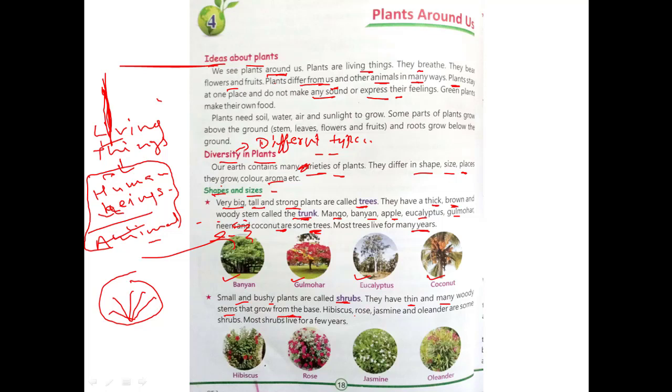Some examples of shrubs are hibiscus, rose, jasmine, and oleander. Okay, and most shrubs live for very few years, they don't live for many years. Here are some pictures: hibiscus, rose, jasmine, oleander. You can see the pictures of these plants. Let us move to the next page.